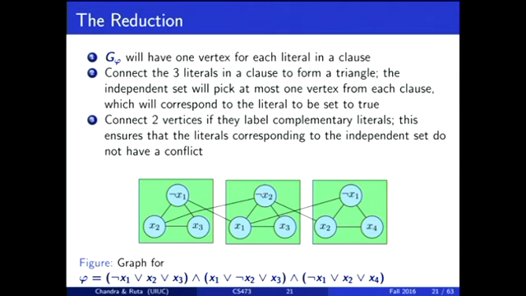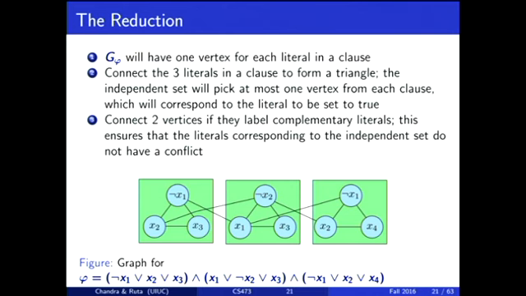The independent set problem is a decision problem. I have to give a graph and some number. So the number I give you is m, where m is the number of clauses in the formula. So given a formula, I convert it into a graph like this, and I also say m is the number of vertices that I think will be in the independent set.